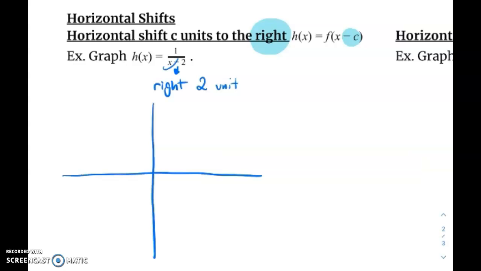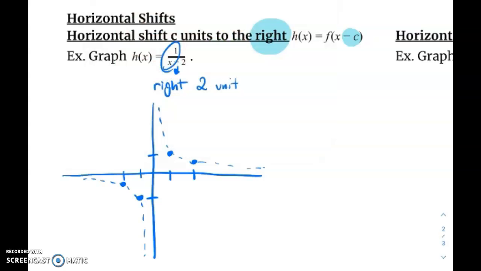So I'm going to start with just 1 over x. And we know that if I plug in -2, it'll be -1/2. If I plug in -1, it'll be -1. If I plug in +1, it'll be 1. And if I plug in +2, it'll be 1/2. This is the original graph. And then we're going to move everything right 2 units.